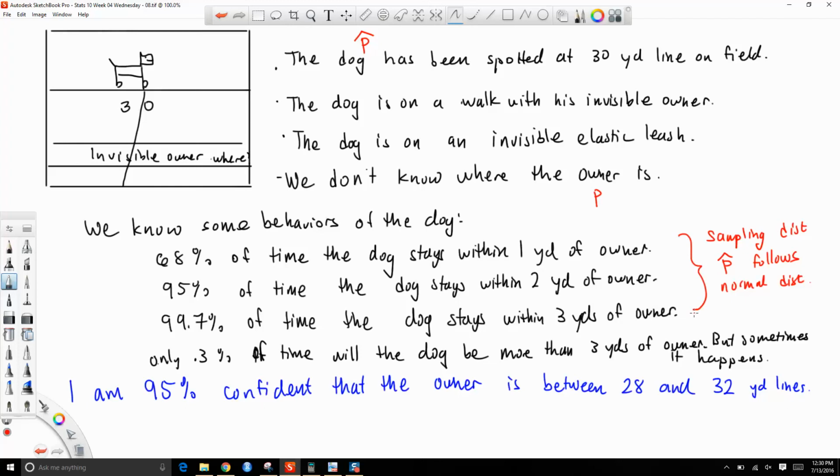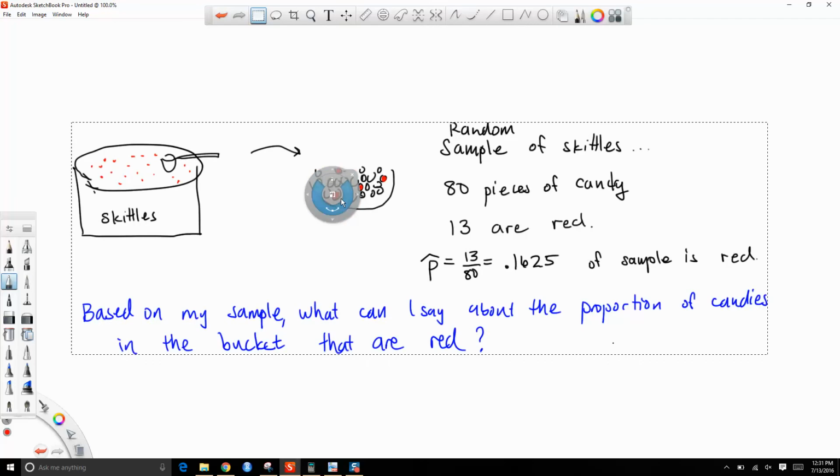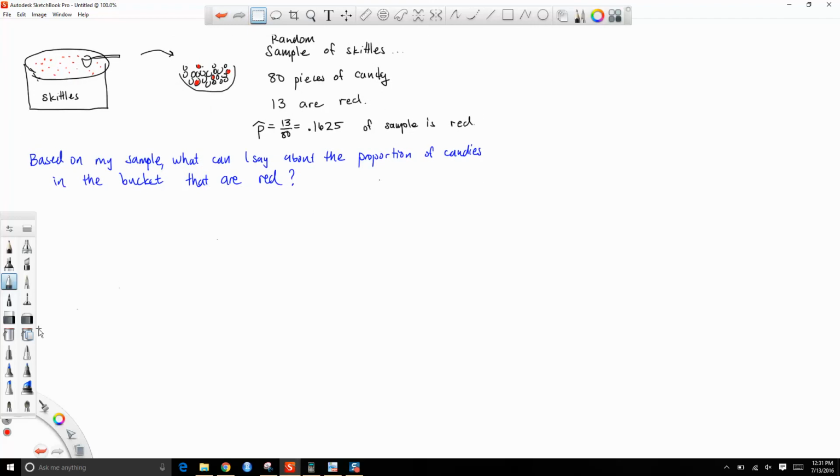Okay, and instead of 1 yard, we have one, what we call a standard error here. Okay, so flipping back to this, if I see that my p hat is at 0.1625, what can I say about the proportion in the bucket, about the population proportion p? So let me just kind of copy. So from earlier we have this, okay?